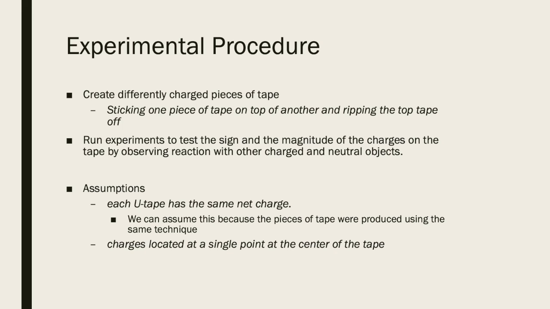Two assumptions were made during the lab. Each U-tape has the same net charge because they were produced the same way. And it was also assumed that the charges were located at a single point at the center of the tape.